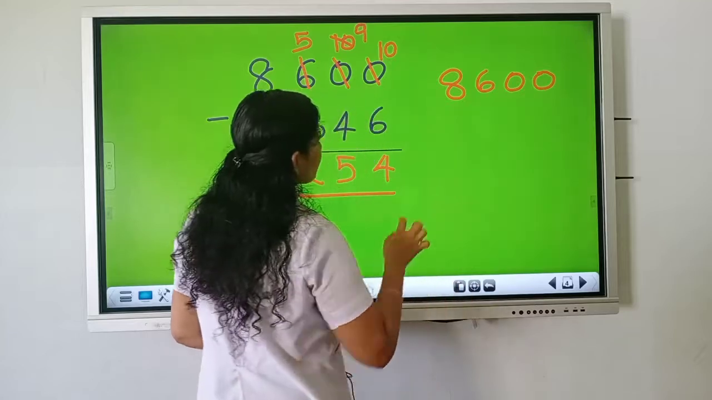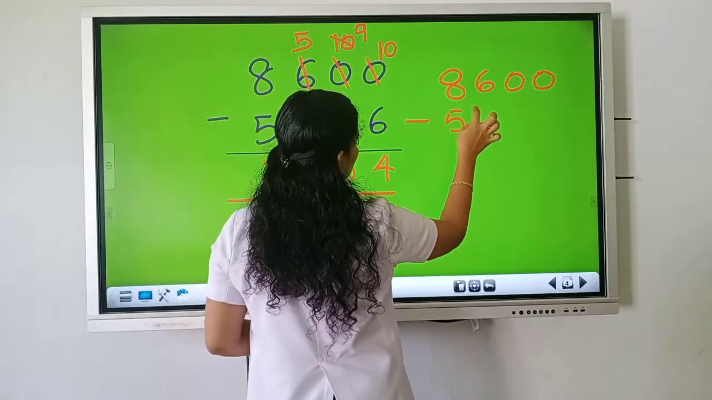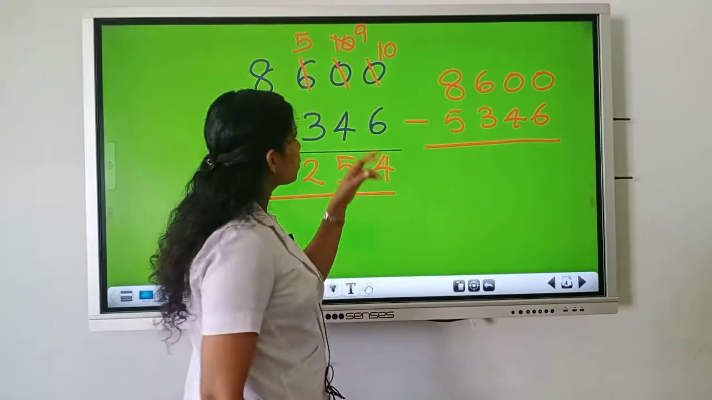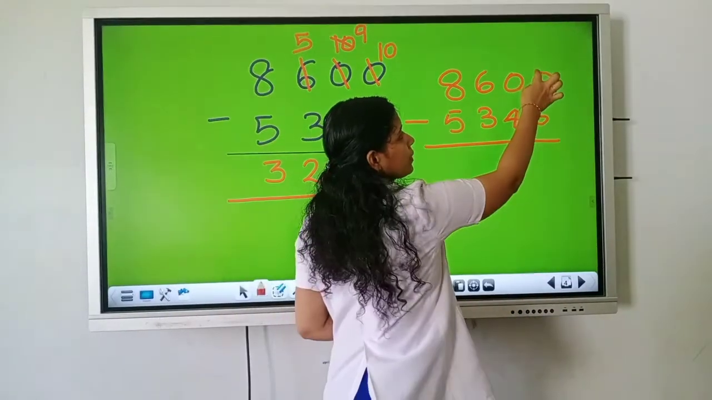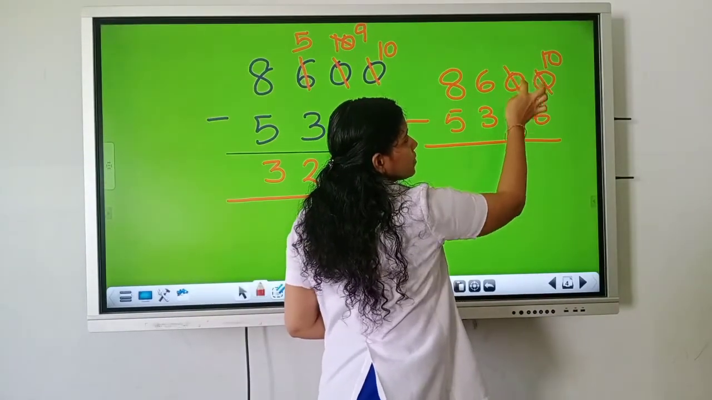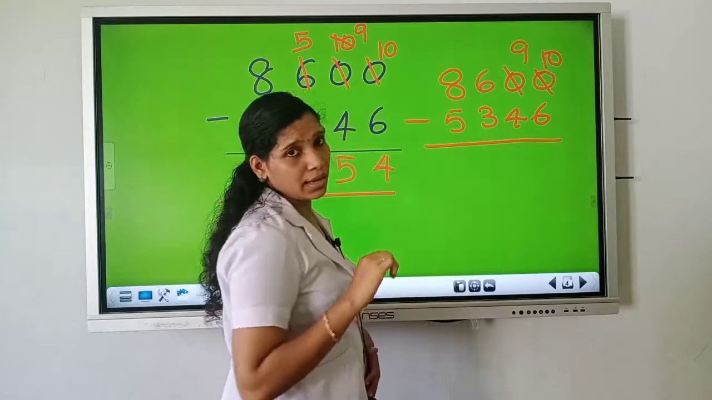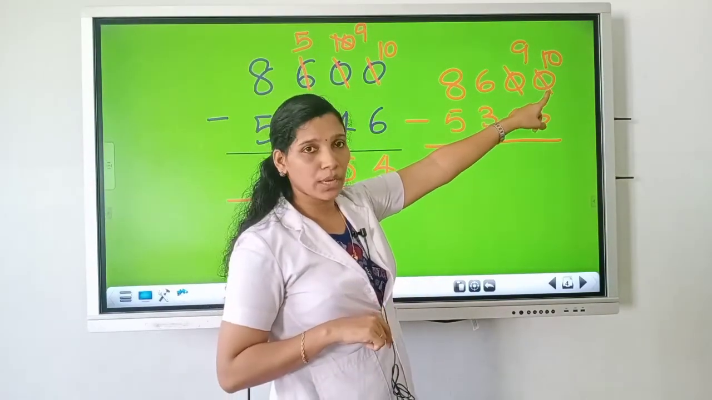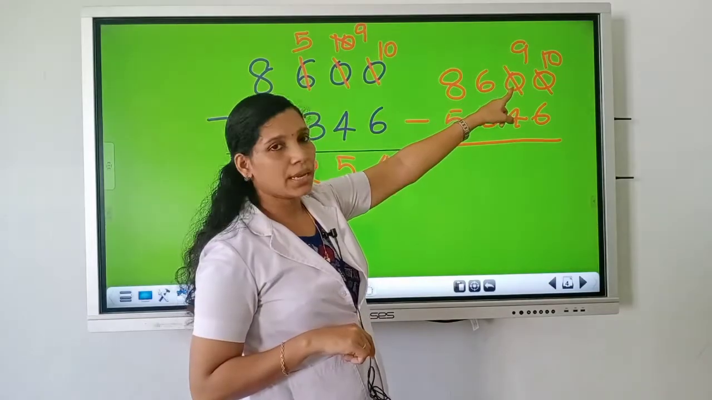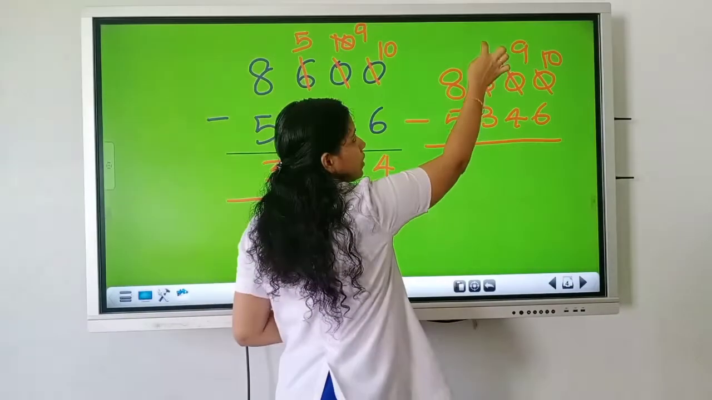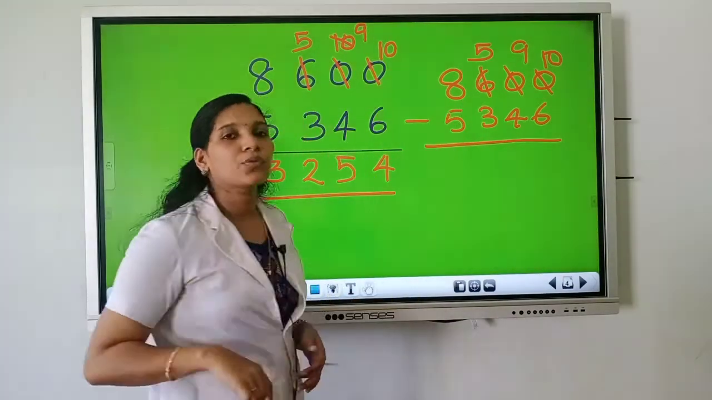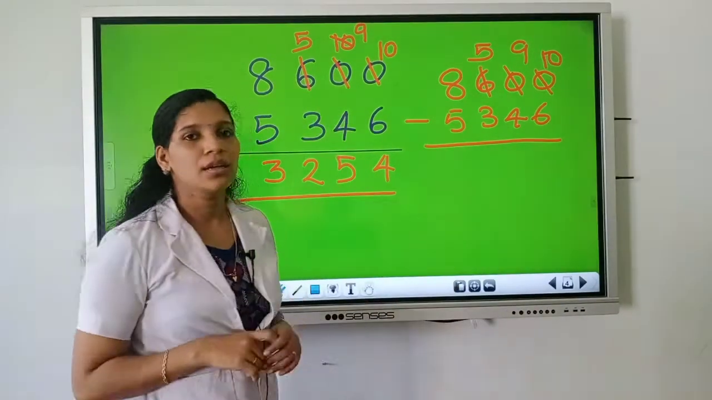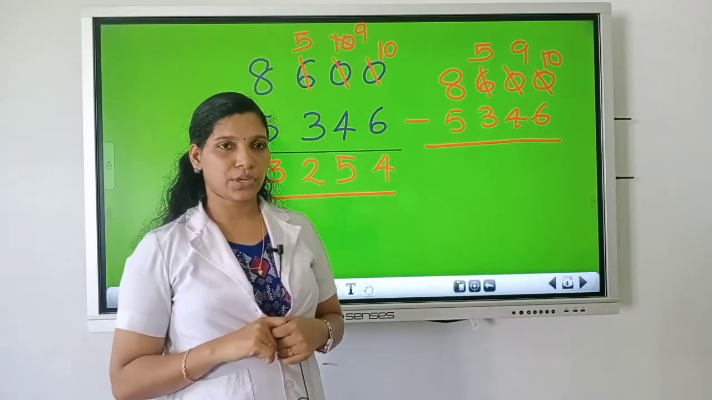Okay children, once again see what your number has become. 8600 minus 5346. So this number became 10 and this became what? 9. Remember children, when two zeros are coming together, first will be 10 and second will be 9 and from the nearest number you will subtract 1. So the same way you will be getting the answer. This is how we are subtracting.